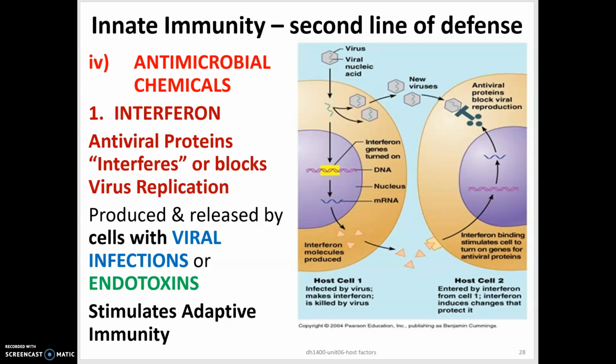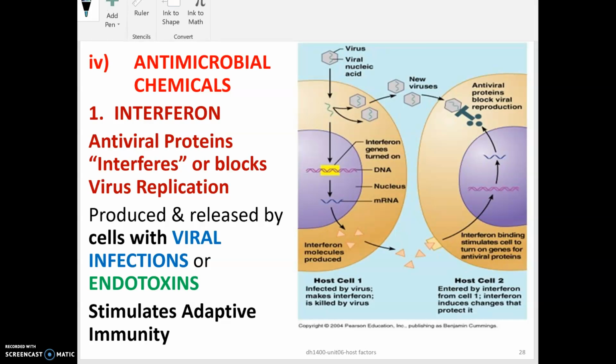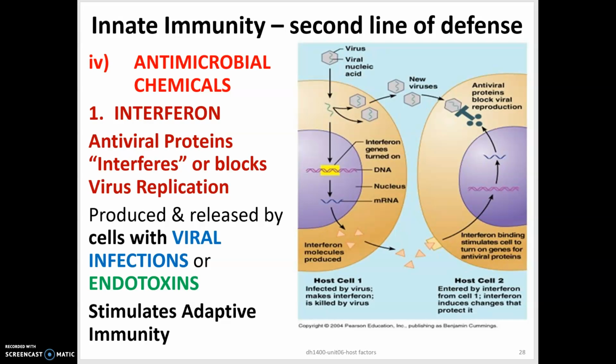All right, so here is the first one we'll talk about, which is interferon. So interferon is an antiviral protein, and it's released to interfere or to block viral replication. So we talked about how a virus replicates inside of a cell, and you guys know the different steps.